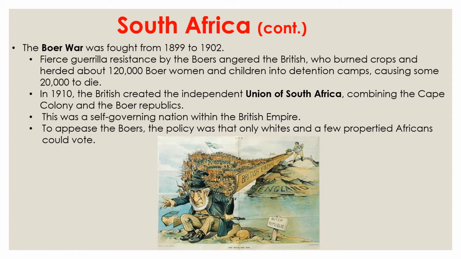To appease the Boers that were still living there after they had been conquered, the policy was that only whites and a few propertied Africans could vote in this region of the Union of South Africa, so that white supremacy domination of the region that had been started by the Boers will be continued by the British in South Africa. This will eventually become known as apartheid. The apartheid movement of white supremacy in South Africa will not end until the 1990s, when finally Nelson Mandela will be successful in ending apartheid in that area.